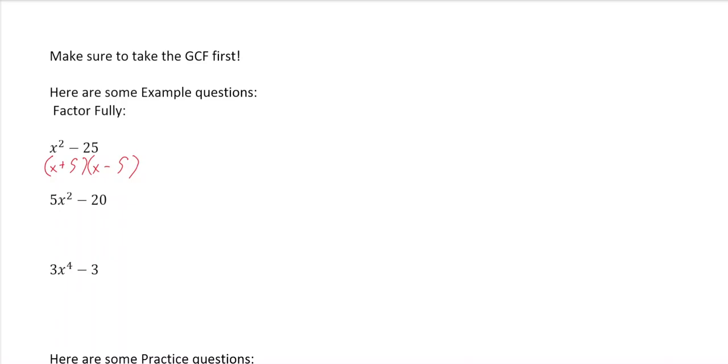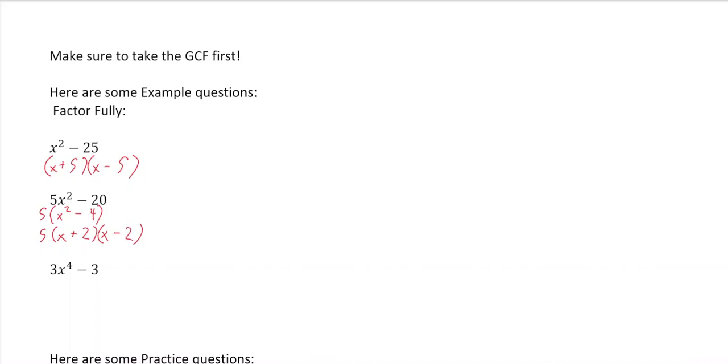Okay, now we're going to take a look at this next one here. You're going to notice that there's a GCF that we can take out first. So we can take out a GCF of 5. So if we divide by 5 in both places, we get 4 in this one. So now, once we have that, we can set up our difference of squares. So plus and minus, and then we take the 4, square root it, and we get 2.